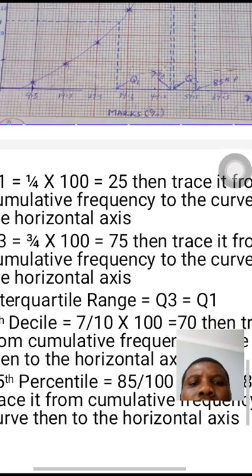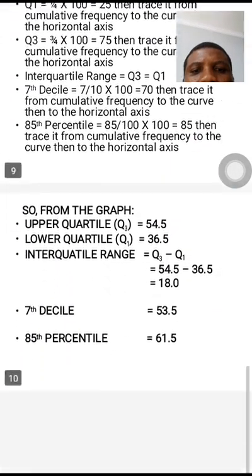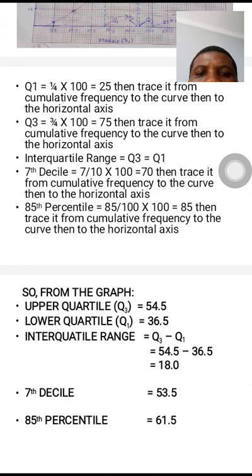So from our graph now, the upper quartile, which is Q3, is 54.5, and the lower quartile, which is Q1, is 36.5. The interquartile range, which is Q3 minus Q1, is 54.5 minus 36.5, which will give us 18.0. And the 7th decile is equal to 53.5, while the 85th percentile is equal to 61.5.